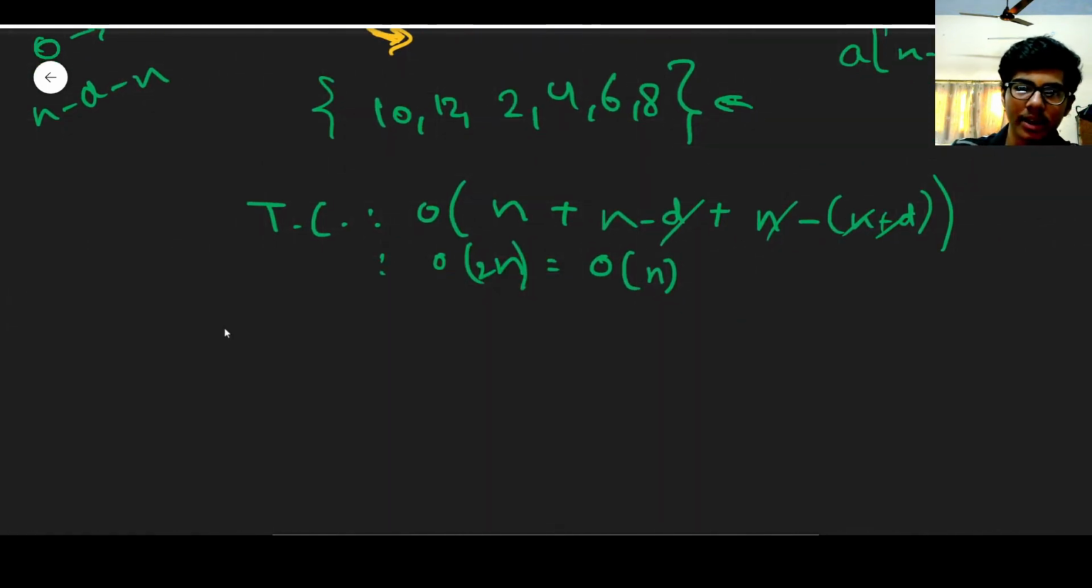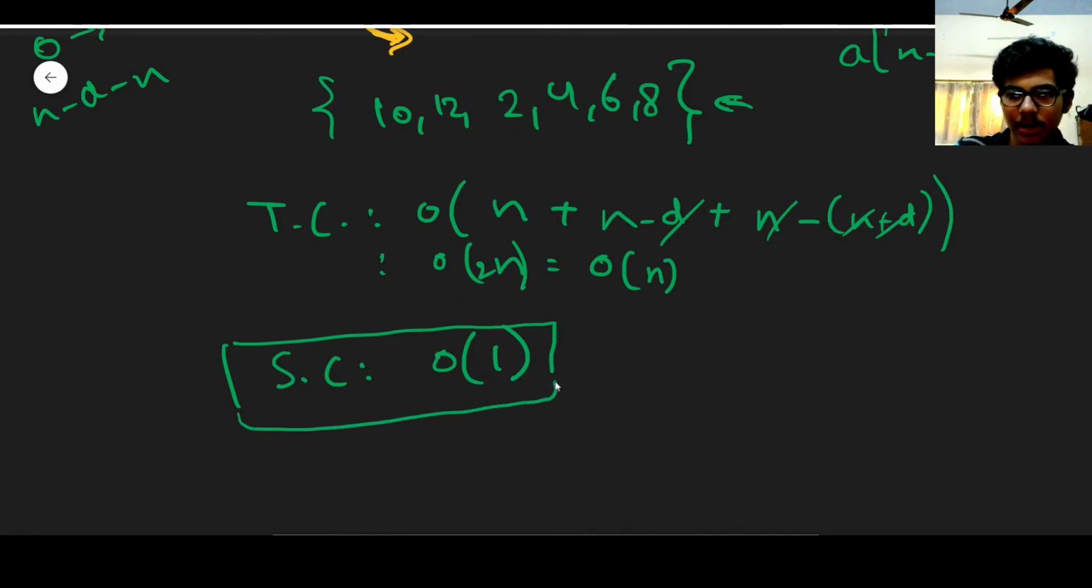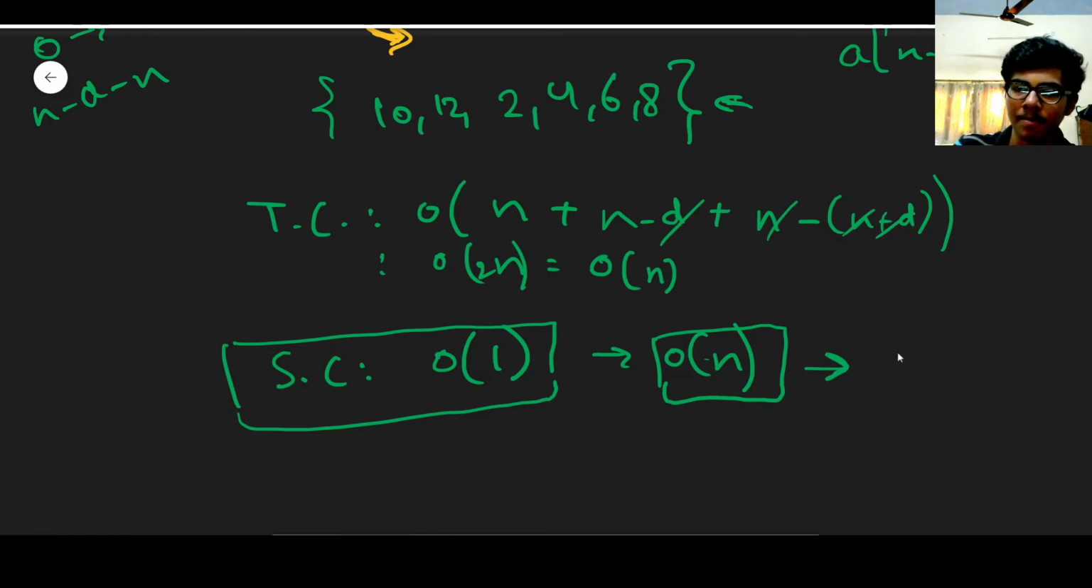Okay, so now let's calculate the space complexity. Since we are not using any other array, the space complexity becomes O(1). Now we have reached a more efficient approach. This is better than O(n) space complexity, right? O(n) space complexity will work. I am not saying that it will not work. It will work, but it might happen that the interviewer asks for this O(1) approach.